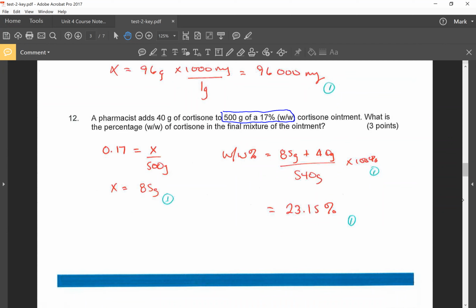Remember, I'm basically doing a problem like this. I'm taking a 100% cortisone solution. I'm taking 40 grams of that. I'm going to take a 17% cortisone solution. I'm going to take 500 grams of that, and I'm going to make a 540 gram mixture, and I'm trying to find the percent of that. Let me rewrite that in a proper order here.